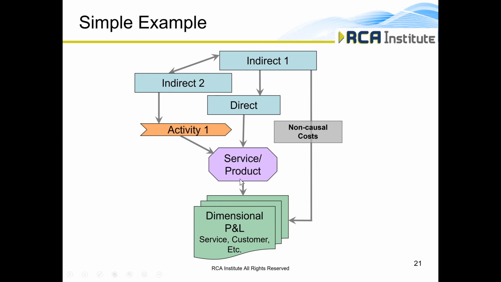There's no allocation here. These are either causal assignments or non-causal costs are brought to an appropriate level of the organization so that there's no distortion. Also, remember, all these arrows represent fixed and proportional costs.